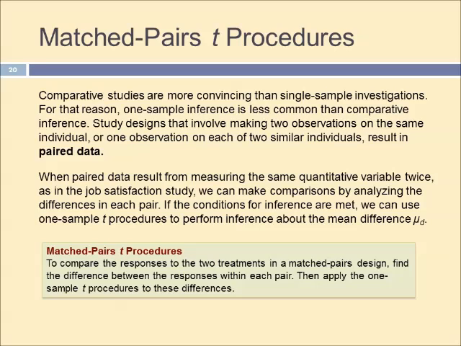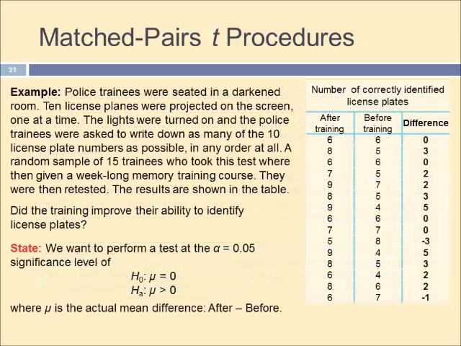So for matched pairs t procedures, we compare the responses to the 2 treatments in a matched pairs design, find the difference between the responses within each pair, and then apply the one sample t procedure to these differences.